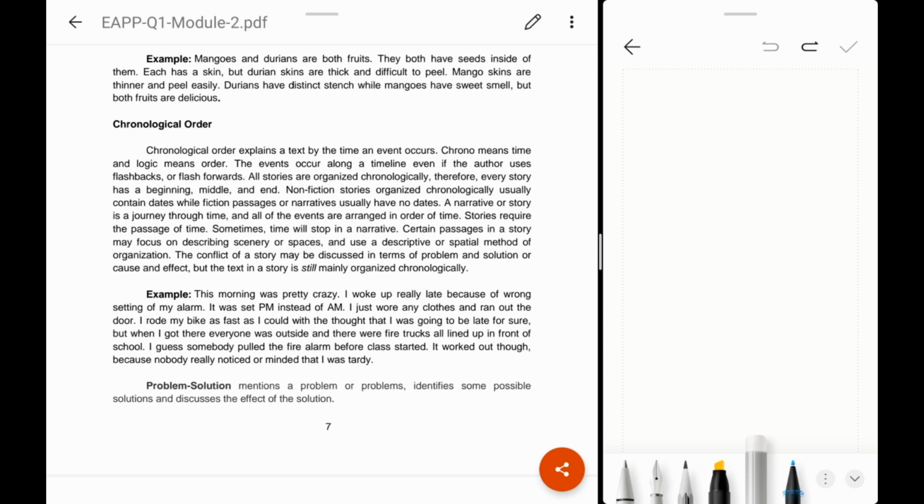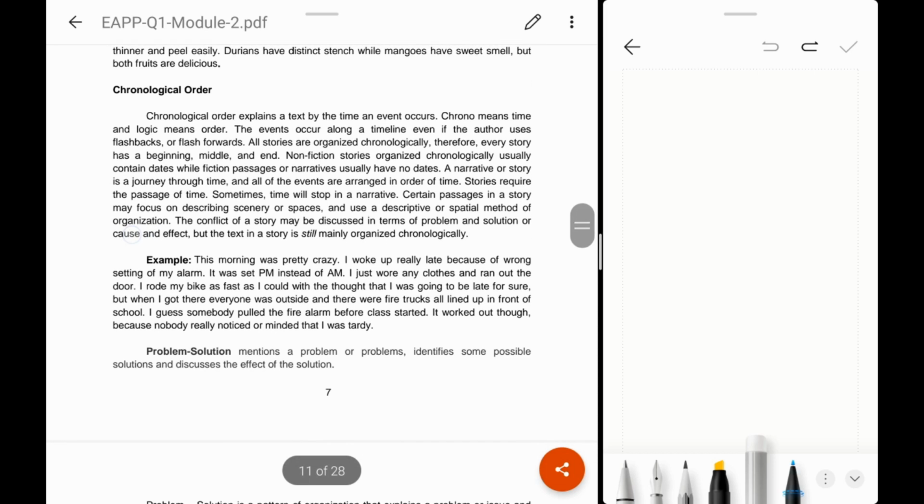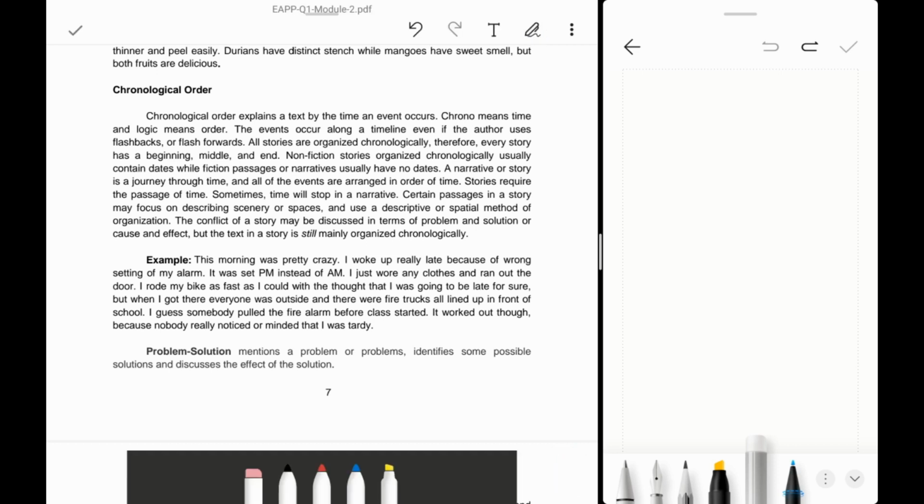So aside from cause and effect, comparison and contrast, description, another way of making a text is by following the chronological order. Chronological order explains a text by the time an event occurs. So basically, guys, hearing the term explains a text by the time events occur, obviously what we mean here is it's about narration.